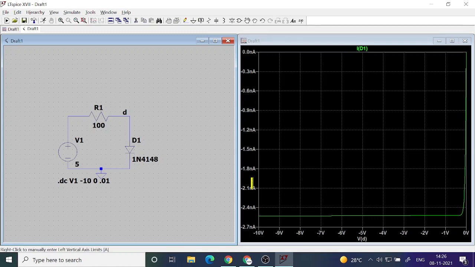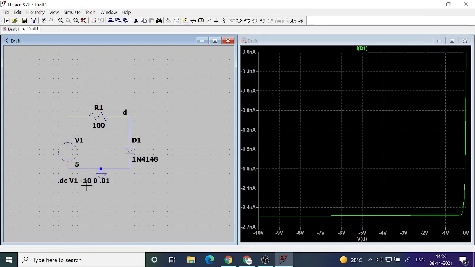A negative value for the current means we have taken the current direction from the P side to the N side. Negative means this current is actually flowing upward, because our positive terminal of the battery is on the N side. So current will always go from the positive side to the negative side. That is always the case. From the positive terminal of the battery to the negative terminal of the battery, current will flow.